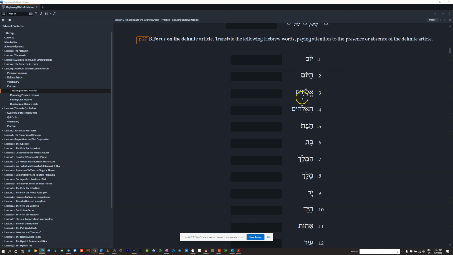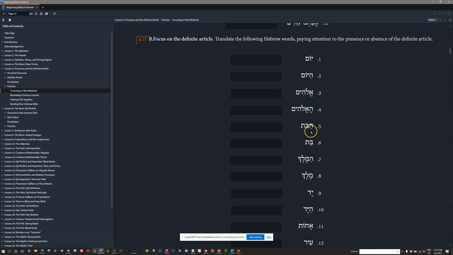Number 3, we have Elohim. Elohim would be God, or it could be gods, depending on the referent, because this is a plural form, but the meaning may be plural or singular. Number 4 may either be the God or the gods, again, depending on the meaning. It is a plural form, but Elohim sometimes is singular in its referent or meaning.